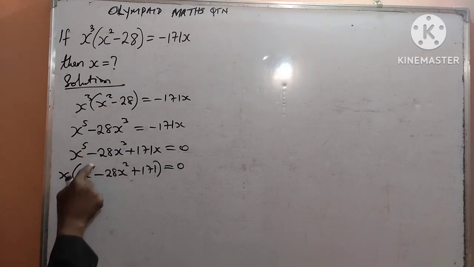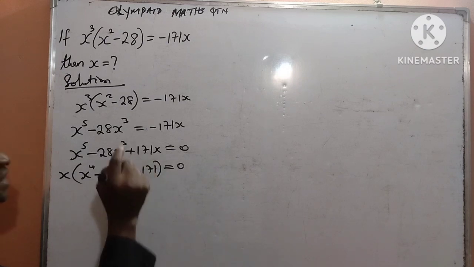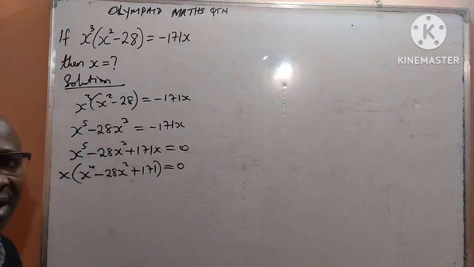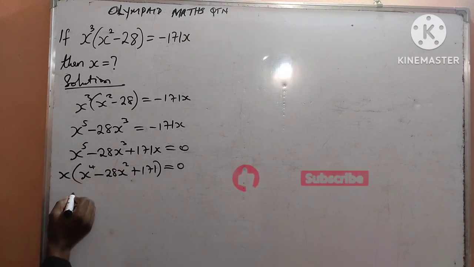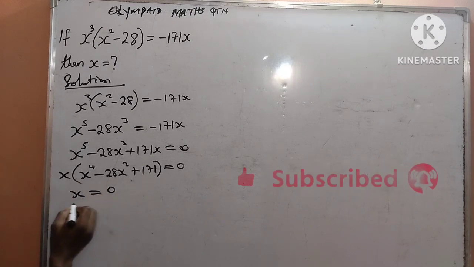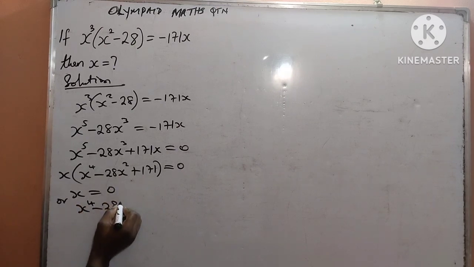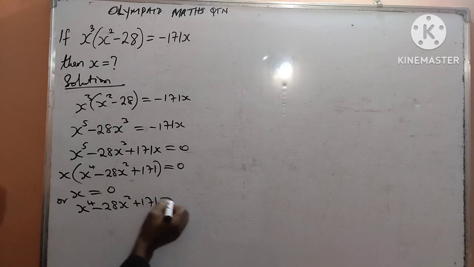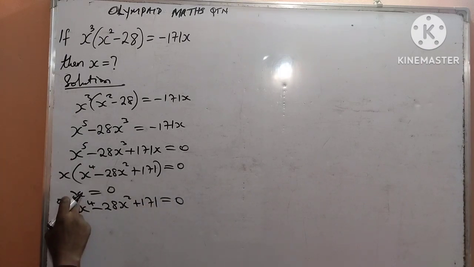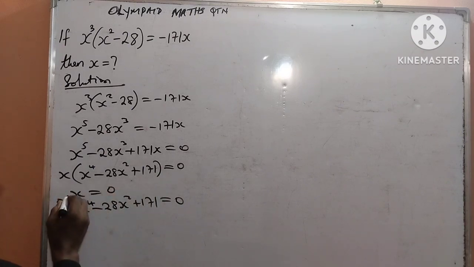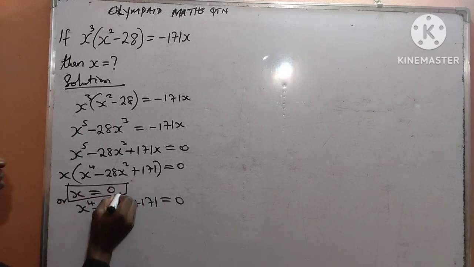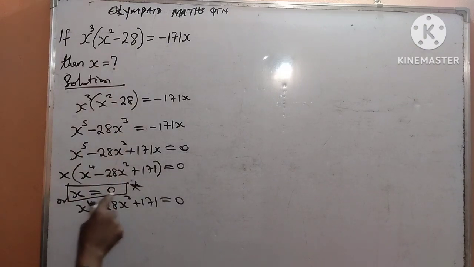Factoring x here remains x raised to the power 4. Here, x raised to the power 2 has no x because I have now factored x outside. What this means is that the first one, which is x, is equal to 0, or the second part of the bracket, x raised to the power 4 minus 28x raised to the power 2 plus 171, is also equal to 0. So either this is equal to 0 or the bracket is equal to 0. Therefore, from the first part, we have gotten the first solution: x is equal to 0.